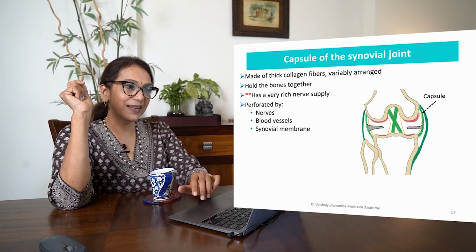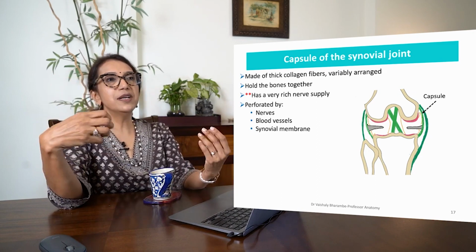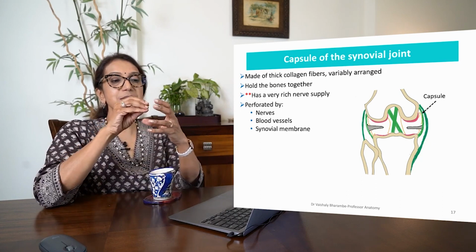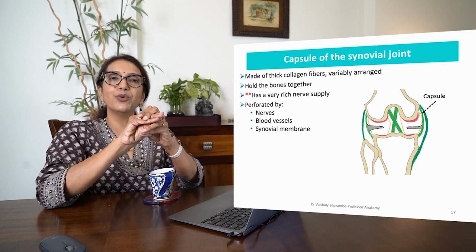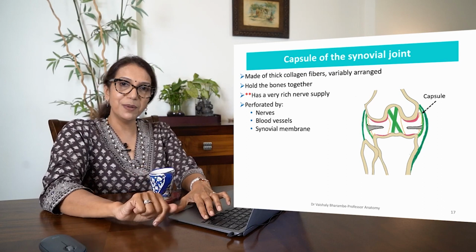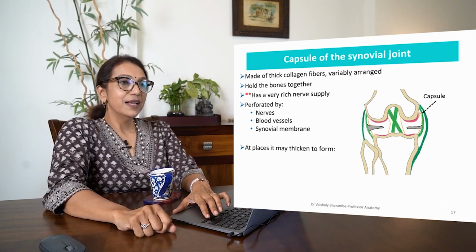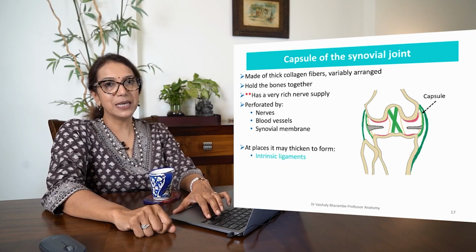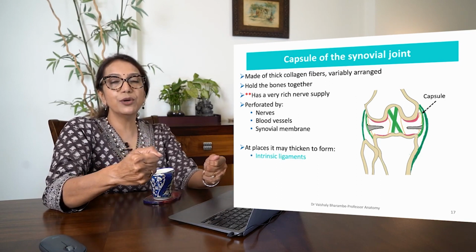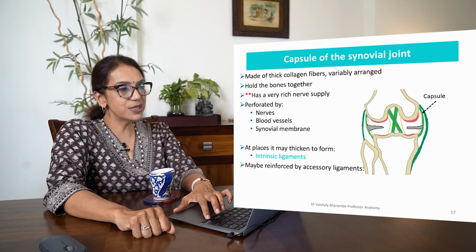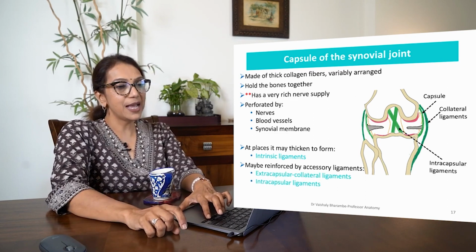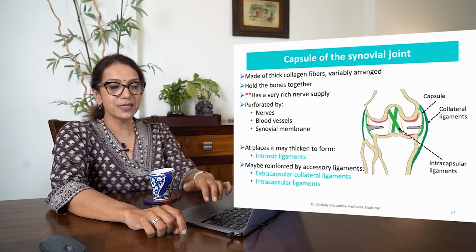Okay? Right. The capsule is pierced by nerves which are supplying it blood vessels, as well as sometimes a synovial membrane may pop out through the capsule in the form of a bursa. Right. Some places the capsule may thicken to form some intrinsic ligaments which will further hold the two bones together. On the outside, it may be supported by, like I told you, collateral ligaments and intracapsular ligaments.